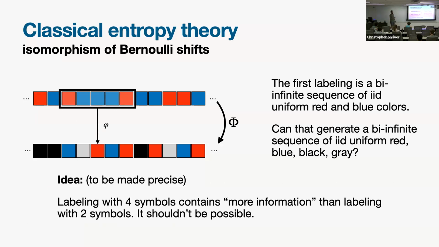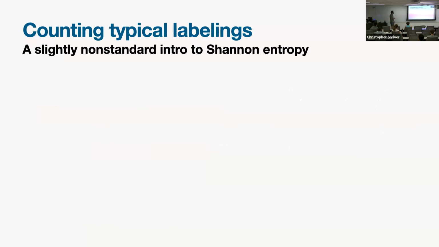So the idea maybe is that this bottom labeling is more random, and you shouldn't be able to do that. Or another way of putting it is that it contains more information. So that's relying on thinking of these as some kind of coding problem, where this is a sequence with some information that you're trying to encode by using a smaller amount of symbols. And you can't. That makes sense, that you shouldn't be able to do that. Okay, so I'll come back to that problem. That's what it's supposed to motivate.